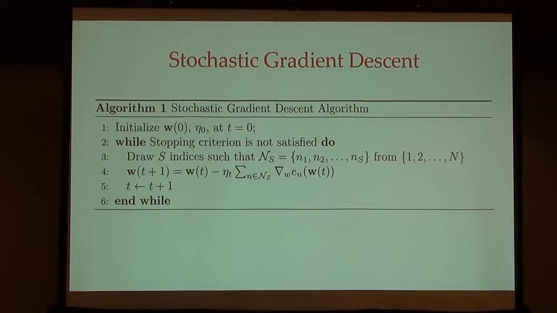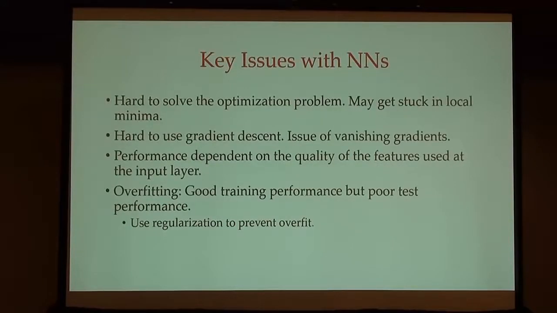So that's the basic idea now. So what are the key issues? I talked about some of them, but let me just quickly go through it. The optimization problem may be hard to solve, and this was especially true in the previous iterations of neural networks, and it often got stuck in local minima.